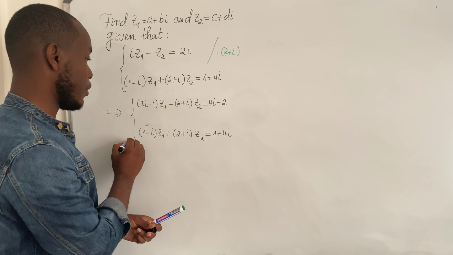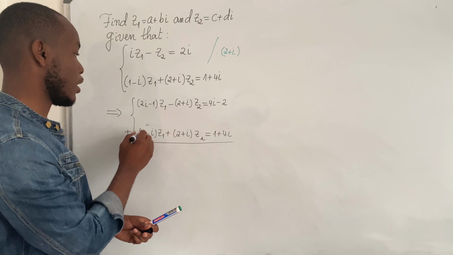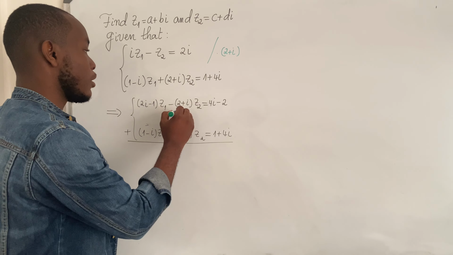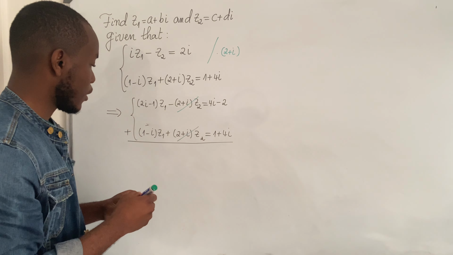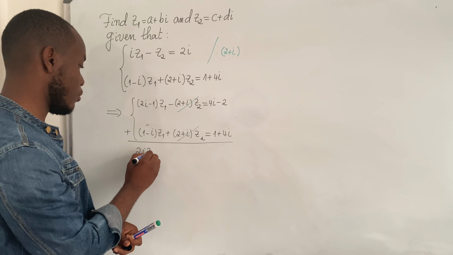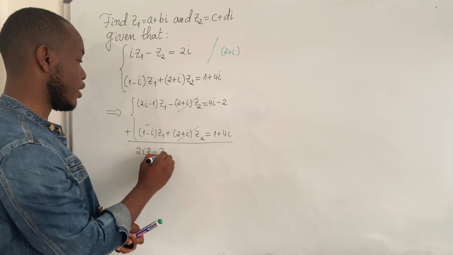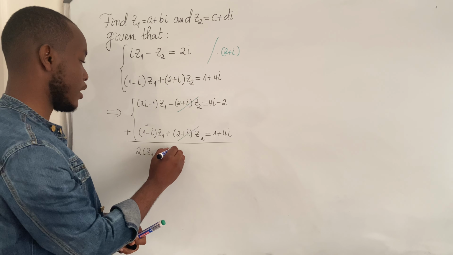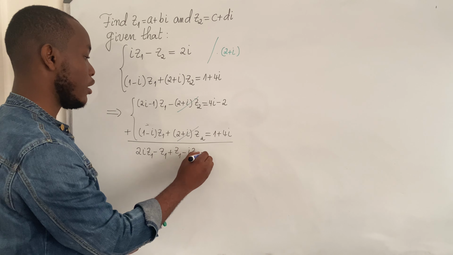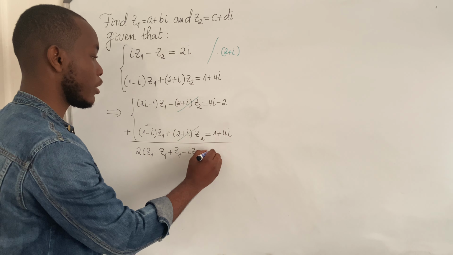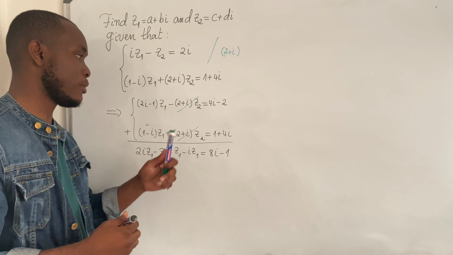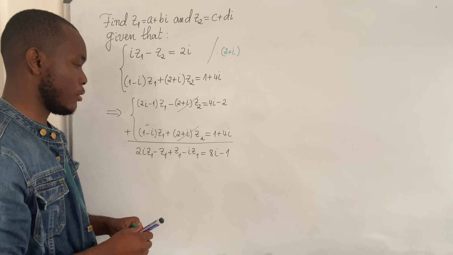Now we can add those two equations. Those two Z2 terms are symmetric, so they will cancel out. And then we have 2i Z1 minus Z1, and here we have plus Z1 minus i Z1, equal to, adding those two expressions, 8i minus 1, because 1 plus negative 2 is minus 1.